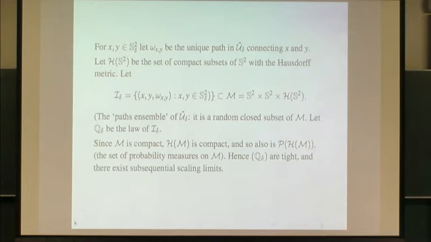So what we get is a random closed subset of this space S2 cross S2 cross HS2. And we write Q delta for the law of the thing that we get, I delta. Now, M is compact because we've set everything up so that it is. So the space H of M is compact, and so is also the set of probability measures on H of M. So with no cost at all, the Q deltas are tight, and so there exist subsequential scaling limits.